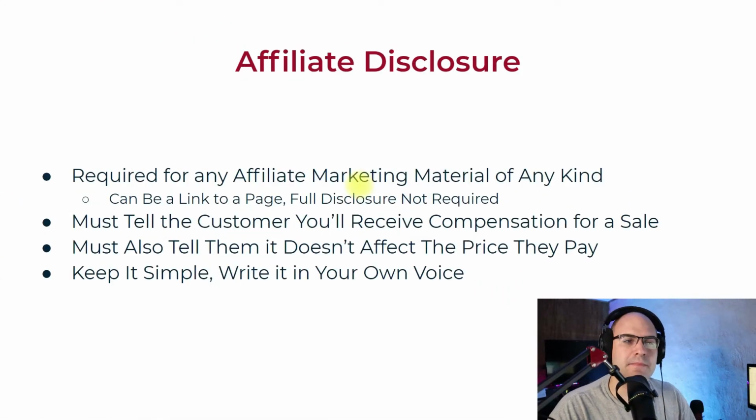The next compliance page that you need is an affiliate disclosure. This is required if you're going to be doing affiliate marketing of any kind. People need to know that you're getting compensated when they click your link. Now, this doesn't have to be a fancy page. It just has to say something pretty much to the effect that you'll receive compensation if they choose to purchase, but you also need to tell them that it doesn't affect the price that they pay. They're going to pay the same price for the product whether you're getting a commission or not. Keep it simple. Write it in your own voice. I'll show you an example later on in the video.